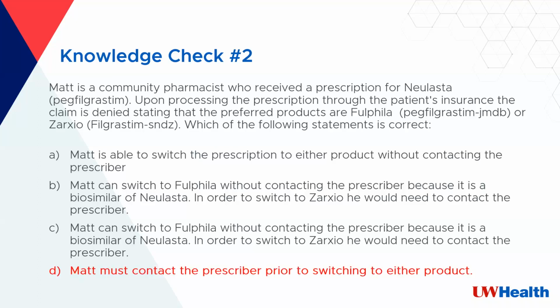Okay, I'm seeing a few D's come in the chat, and that is the correct answer. So in looking at these agents in the purple book, which is what we'll be discussing next, or looking at that list I originally had shared, you'll find that Fulphila is a biosimilar of Neulasta, but it does not have interchangeability status. And then Zarxio is a biosimilar for Neupogen and therefore cannot be substituted for Neulasta. So the only agents that pharmacists can substitute without provider permission or a delegation protocol are those with interchangeability status.